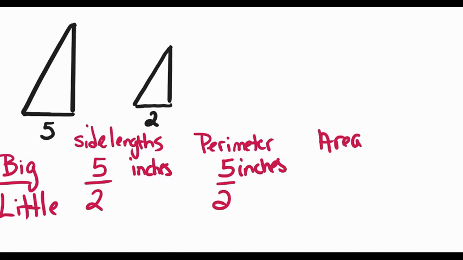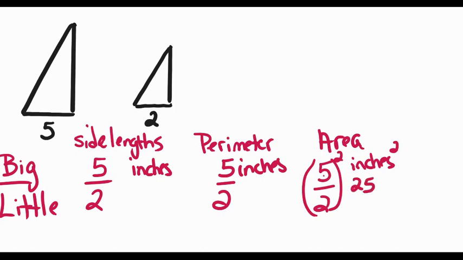If we talk about area, we have to think about the label. The label for area is inches squared. And so I'm going to take that ratio of the side lengths and I'm going to square it. In order to find that ratio, I would have to square the side length ratio. So I would get 25 because 5 squared is 25 and 2 squared is 4. So the area ratio would be 25 to 4. It's a two-dimensional figure, so you would have to square those.